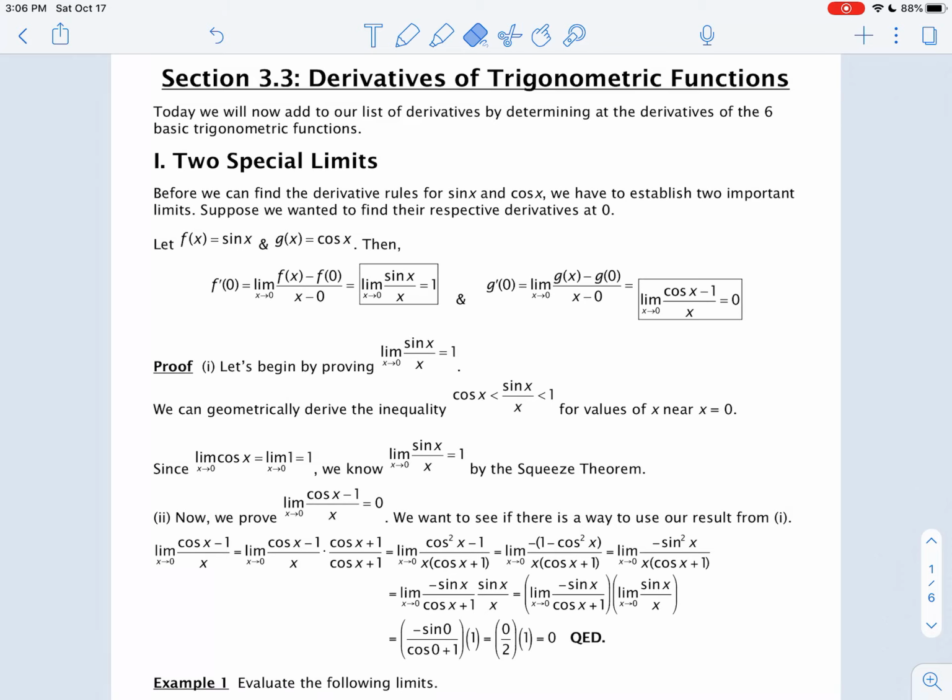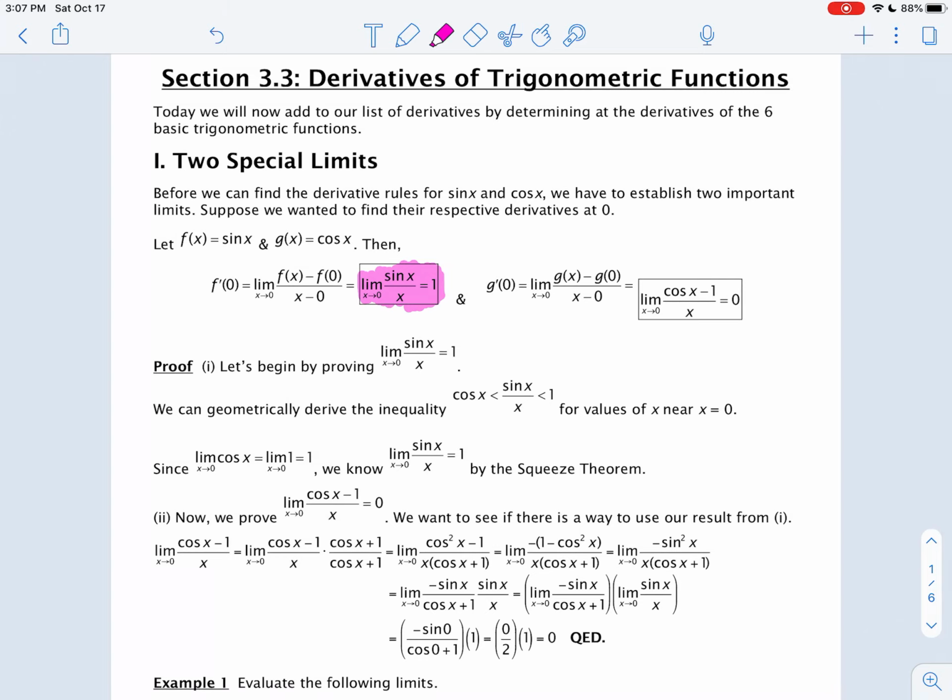Okay, in order to derive the derivative of sine and cosine, we need two special limits. One we've already studied before, and that being the limit as x goes to 0 of sine x over x is equal to 1. You can either graph that function and see that it's a two-sided limit that is going to 1, or you can use the squeeze theorem like the proof before does.